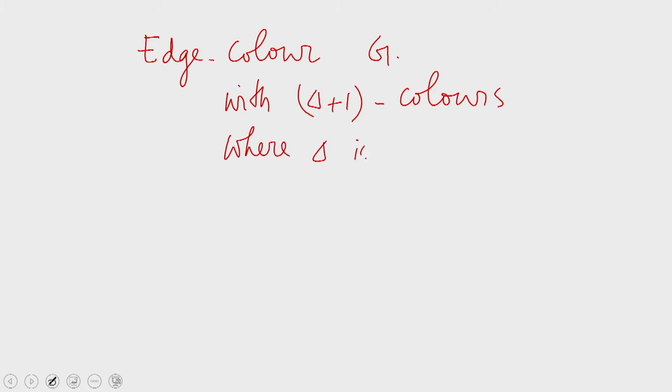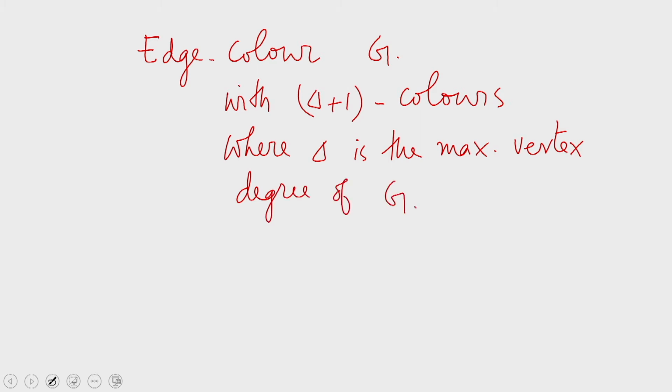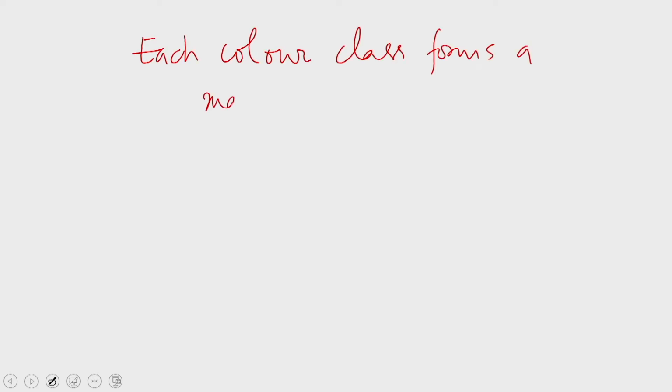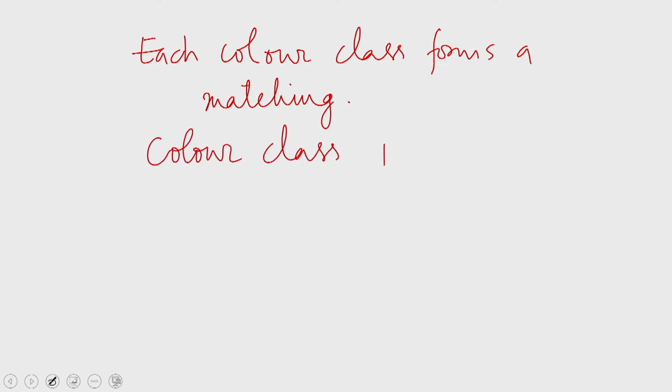Let us edge color the graph G with delta plus 1 colors, where delta is the maximum vertex degree of G. Now that the graph is colored, consider each color class separately. Each color class forms a matching. So, let us consider color class 1. Every other color class is identical. So, whatever we do for color class 1 can be replicated for the other color classes.